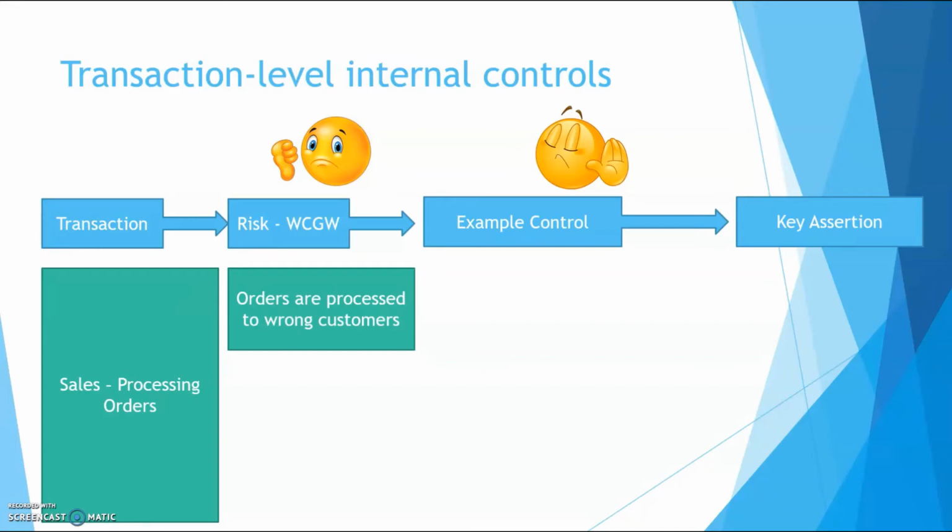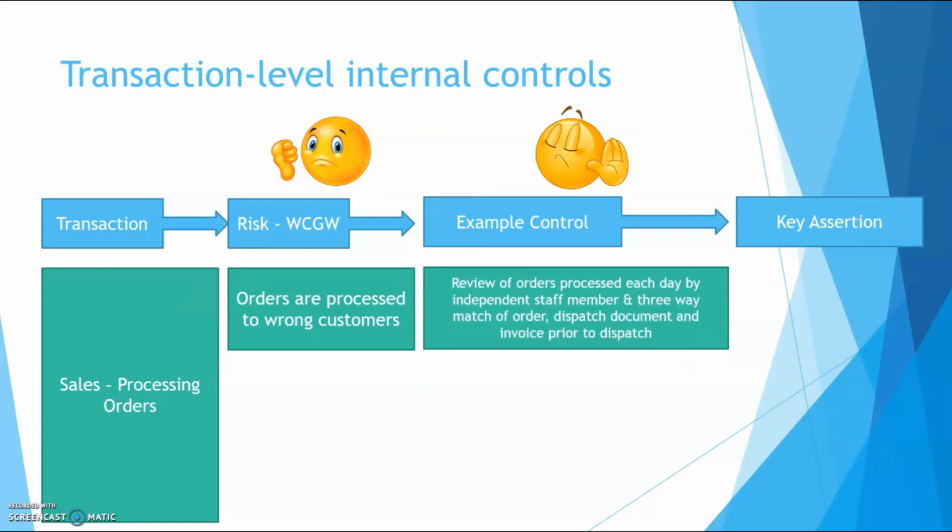So we came up with two controls in this instance. So a review of orders processed each day by an independent staff member. If we're talking about a business that processes 150 orders a day, it's probably not practical for an independent staff member to look through all 150. So the control could be for any sale over $10,000, an independent staff member matches the order to the actual sale.